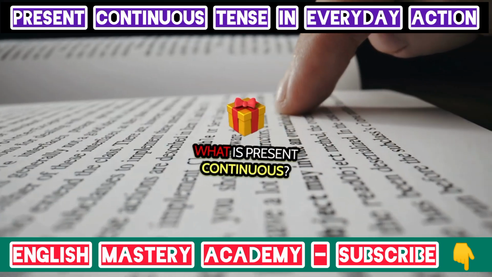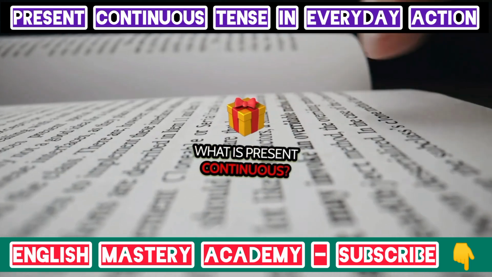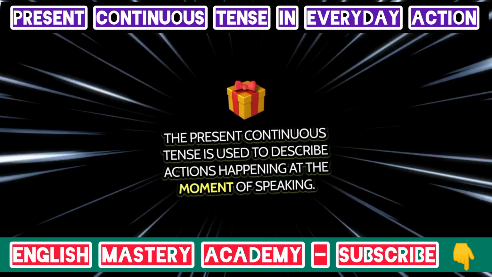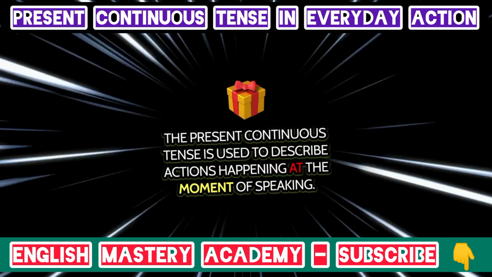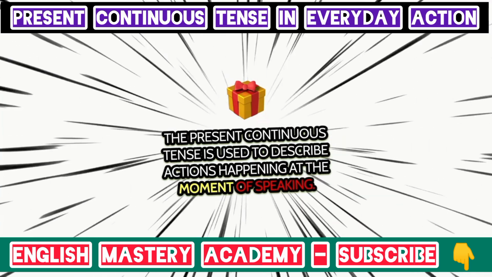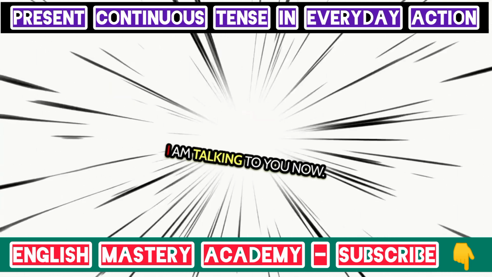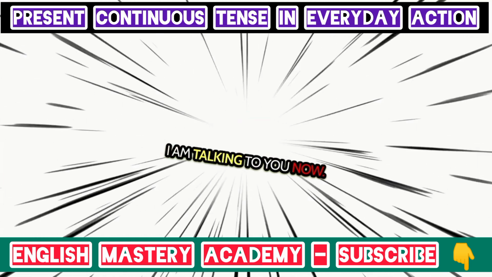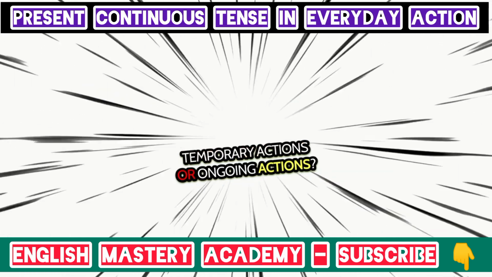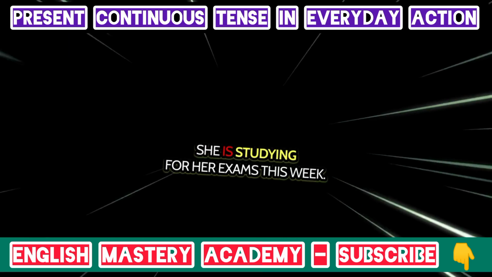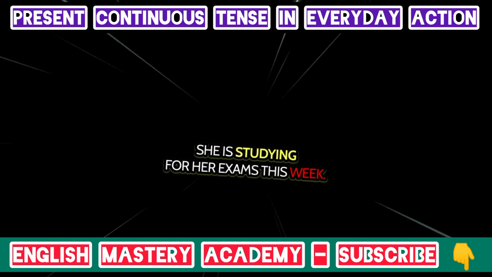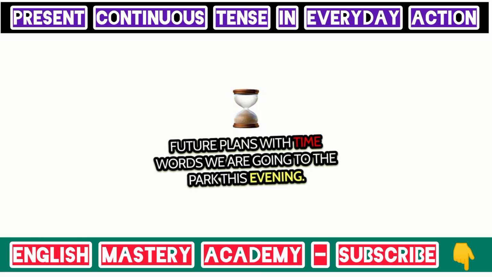Part 1. What is present continuous? The present continuous tense is used to describe actions happening at the moment of speaking. Example: I am talking to you now. Temporary actions or ongoing actions. Example: she is studying for her exams this week. Future plans with time words. Example: we are going to the park this evening.